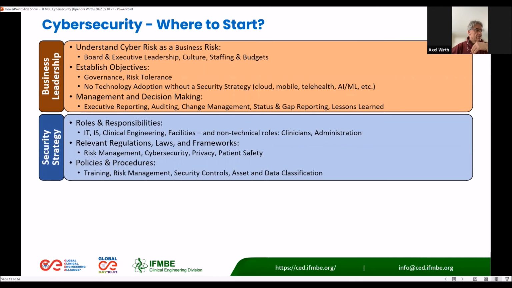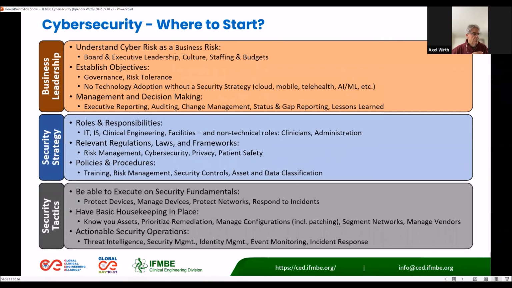Now, on a more strategic level, if you are in IT, in information security, clinical engineering, and similar roles, you need to understand that your technical roles now need to include cybersecurity, and even non-technical roles like clinicians and administrators need to incorporate cybersecurity as appropriate for the role in their daily tasks. You need to understand the relevant regulations, laws, and frameworks. You need to take a risk-based approach to security. You need to understand the cybersecurity, privacy, and patient safety impacts of any security compromise, and develop the correct policies and procedures to support that.